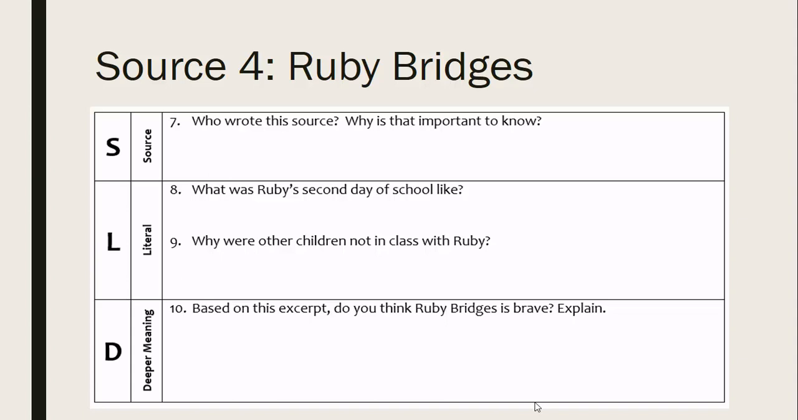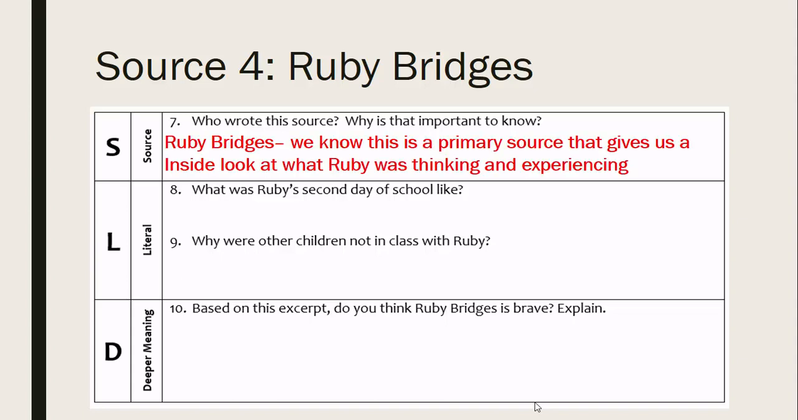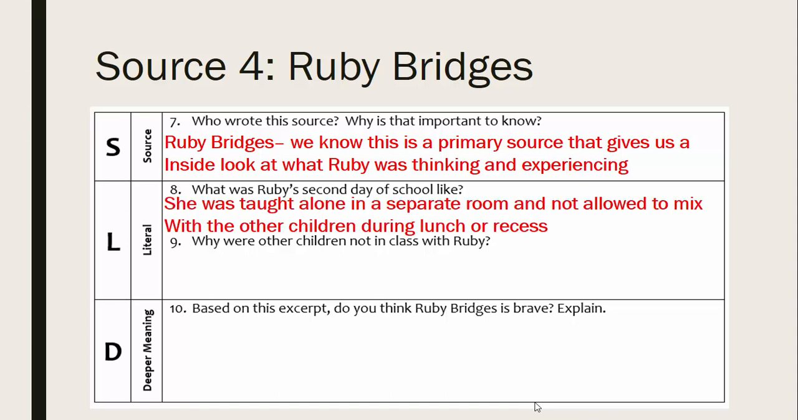Let's review. So number 7, who wrote this source and why is that important to know? It's Ruby Bridges, and that's important because it's a primary source. It gives us an inside look at what Ruby Bridges was thinking and experiencing when she went to that all-white school in New Orleans. Number 8, what was Ruby's second day of school like? She was taught alone in a separate room, and she was not allowed to mix with the other children during lunch or recess. Even if she had to go to the bathroom, she had to get a National Guards person to walk her.